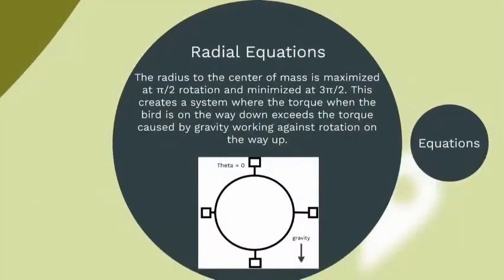From there, our radial equation needed to be built, and that was based on maximizing the radius at pi/2 and minimizing it at 3 pi/2, which created a torque when the bird is on its way down that exceeds the torque caused by gravity working on the way up.